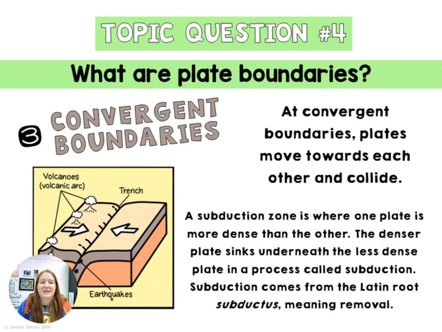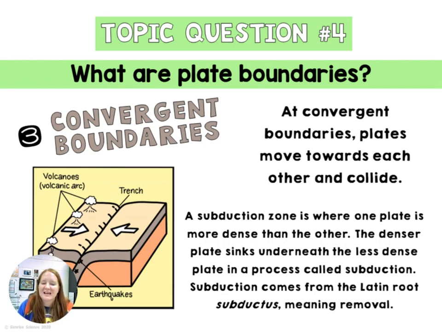All right, so then there's another type. There's the convergent boundaries. So if divergent means that they are dividing, convergent means that they are coming together. So at convergent boundaries, plates move towards each other and collide. So when you have two plates that collide, oftentimes one of them is going to go underneath, and that causes a subduction zone. A subduction zone is where one plate is more dense than the other. The dense plate sinks underneath the less dense plate in a process called subduction.